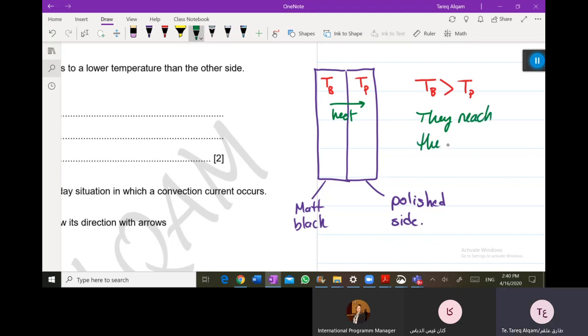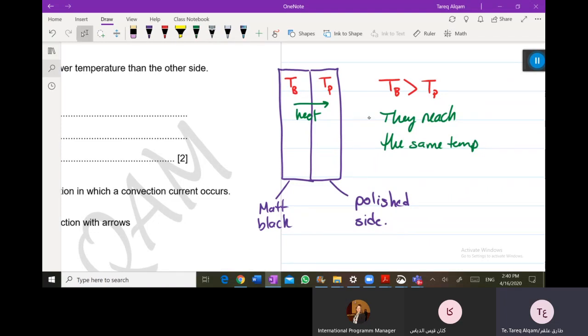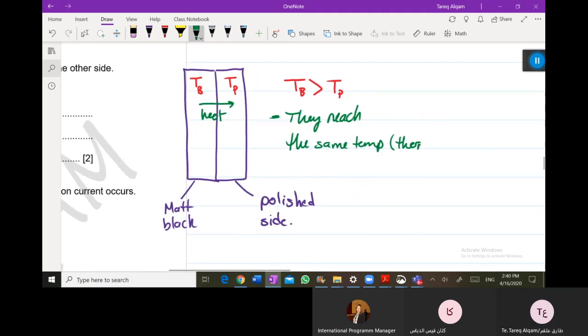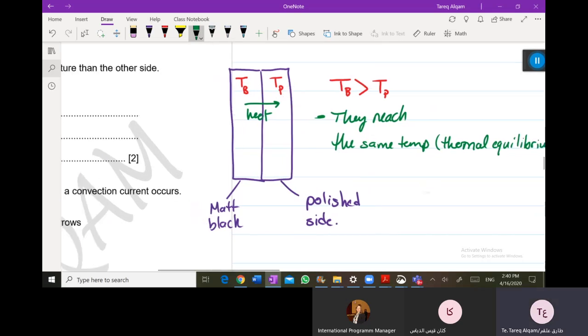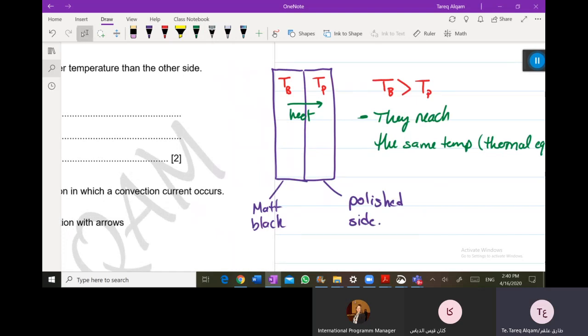the same temperature. If they reach the same temperature, it's called thermal equilibrium. Thermal what? Equilibrium. So eventually they have the same temperature. Okay? Any question about that? No.